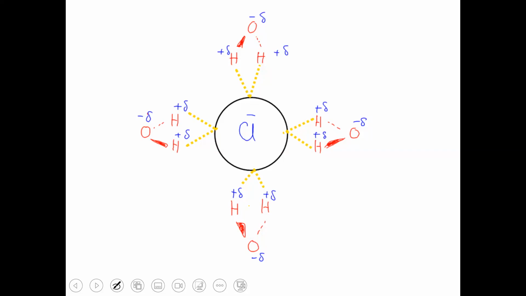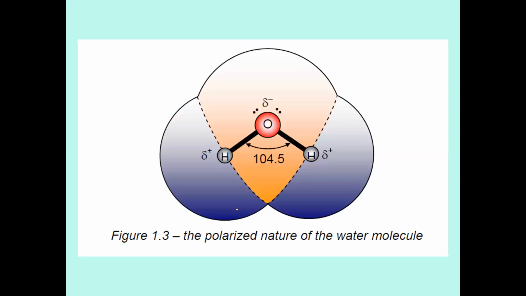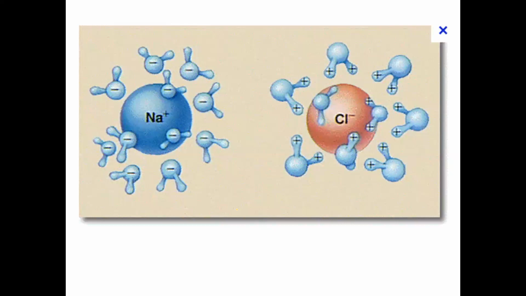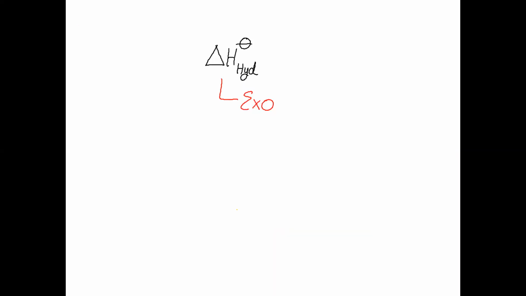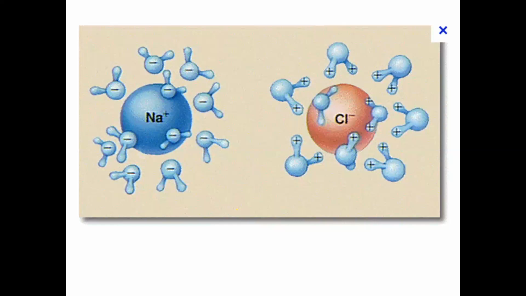I've copied. A water molecule is a polar molecule with a bond angle of 104.5. Sodium ion is surrounded with water molecules. Chlorine ion is also surrounded with water molecules. Now, this is our concept, and the energy involved in this process is called hydration.